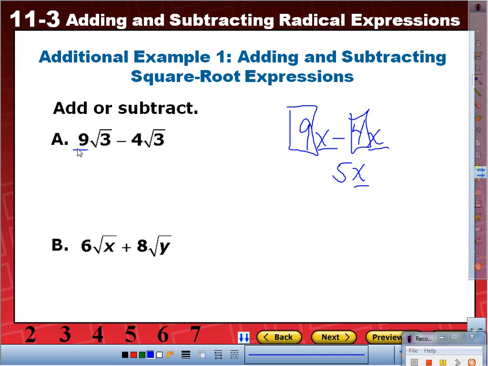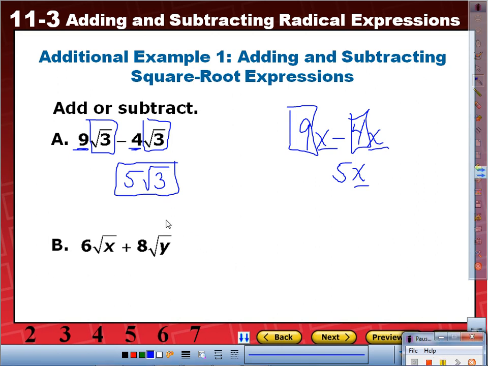We only focus on the coefficients. Everybody look up. That's if and only if the radicals are exactly the same. Are these exactly the same? So I focus on the coefficients. What is 9 minus 4? 5 square root 3. Copy that. Let's look at example B. Do they have the same exact radical? No. Therefore, I cannot combine the coefficients. On this one, we just box it because we're done.